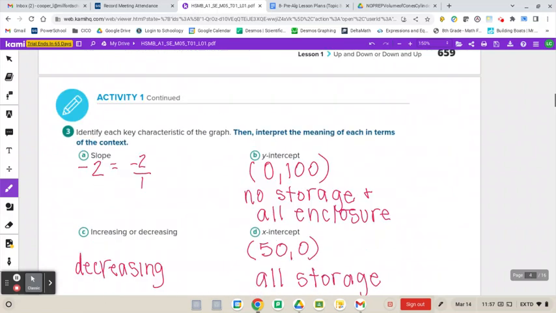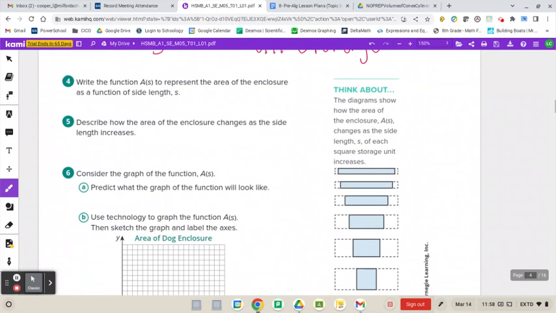So let's go back to 4. It asks us to find the area. We're going to write this a couple different ways. So we're going to put the area is S times 100 minus 2S. Does that make sense to people? Are you sure?